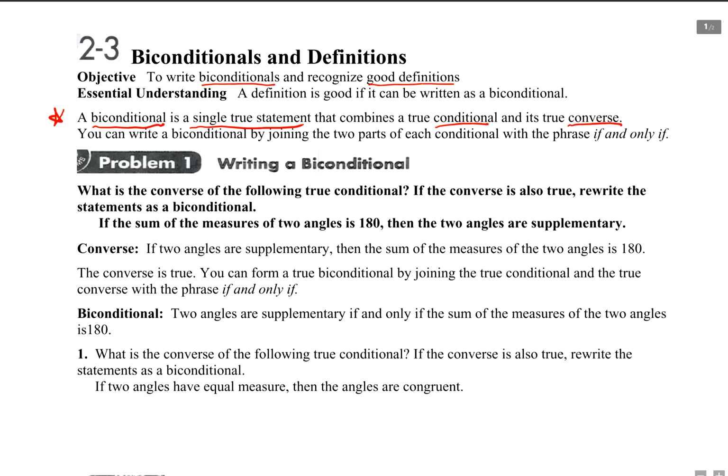So remember last time we wrote converses. The converse was the reverse of the conditional. We have our if-then statement, and then we reverse our hypothesis and conclusion, our requirement and result, to write the converse. And if and only if statements, biconditionals, use the if and only if phrase. That's what joins the two together.